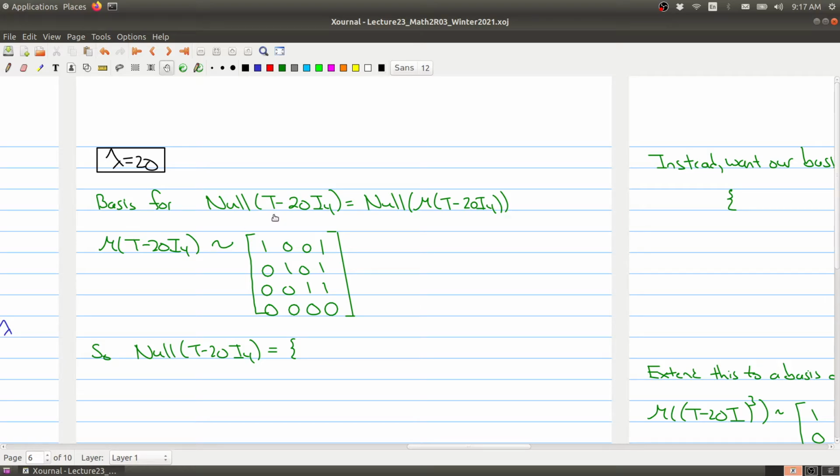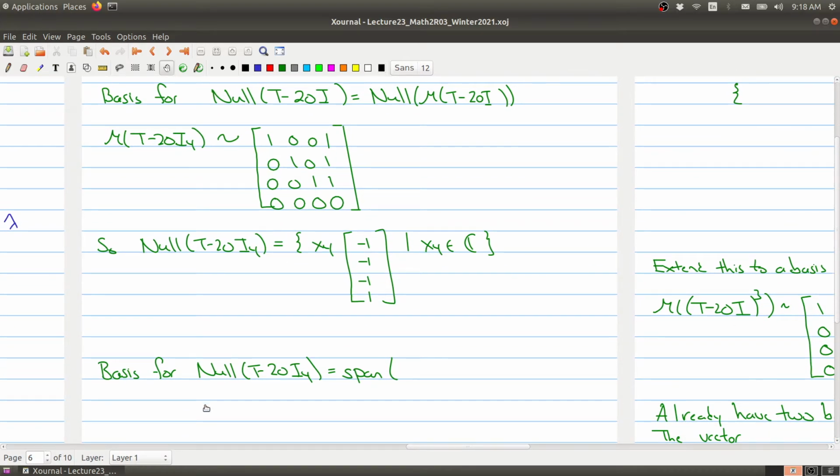So first we start with the basis of the null space of T minus 20 times the identity operator, which is the same thing as the matrix associated to this operator. I've done the work here for you: you could take the matrix associated to this operator and row reduce it. It row reduces to this matrix, and the null space of this matrix is all multiples of the vector -1, -1, -1, 1, where x4 is some number in C. I'm using x4 because x4 is the free variable in this case.